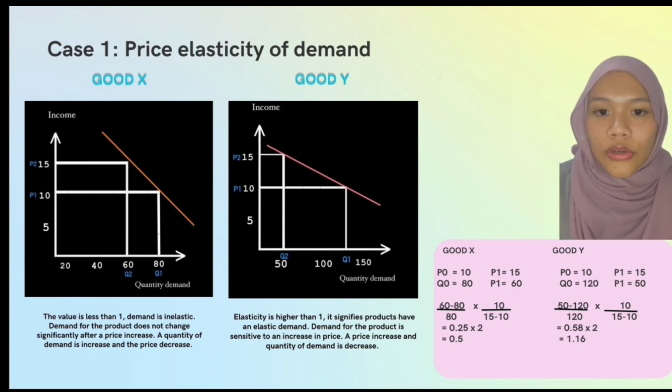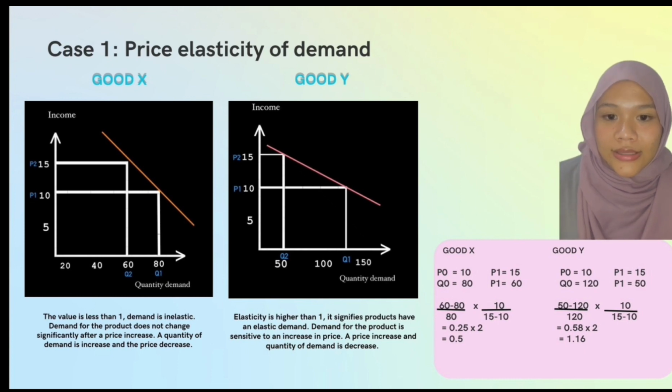Next, for a good Y, elasticity is higher than 1. It signifies the product has an elastic demand. Demand for the product is sensitive to an increase in price. So when the price increases, the quantity of demand is decreased.